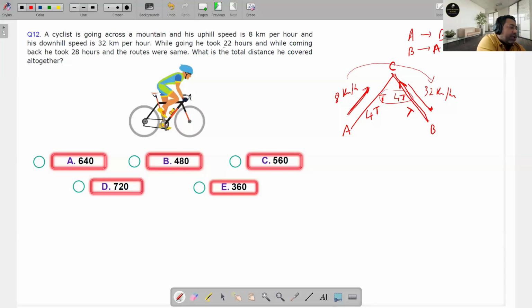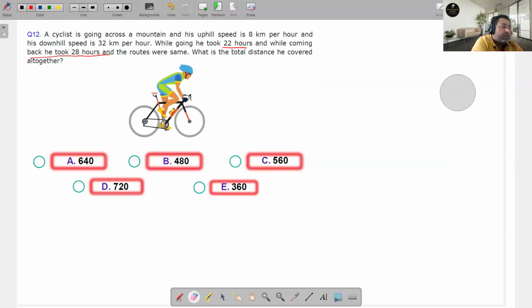But here you see that the times are different, which means that AC is not equal to CB. That is the first thing you need to understand in this question, because nowhere is it given that the uphill distance while going is the same as the downhill distance.